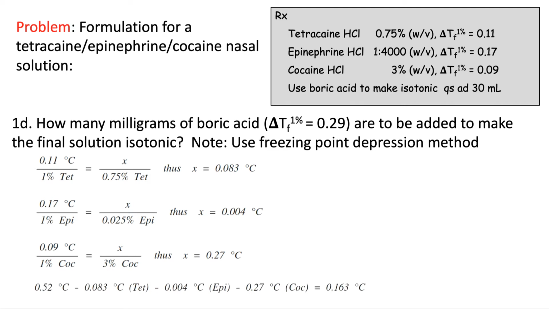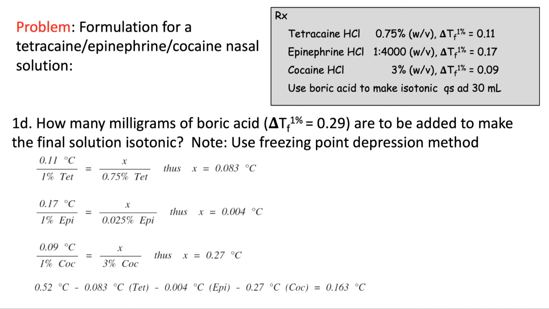In the freezing point depression method, what you have to know is that an isotonic solution freezes at a 0.52 degrees Celsius temperature. So if our target is 0.52, let's subtract out the reduction in temperature caused by each of our individual ingredients. So 0.52 minus the 0.083 caused by the tetracaine, minus the 0.004 from the epinephrine, minus the 0.27 caused by the cocaine, gives us a remaining freezing point depression we still need to obtain, a quantity of 0.163 degrees Celsius.